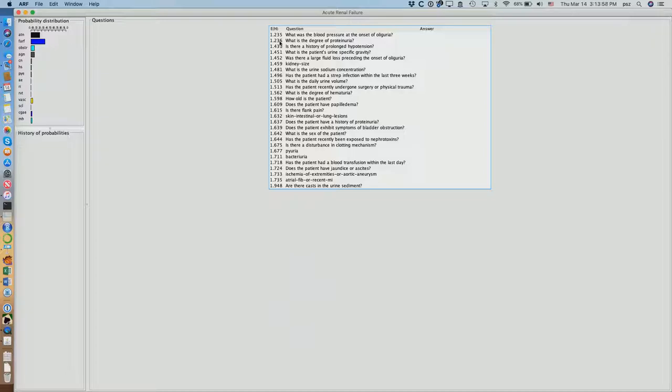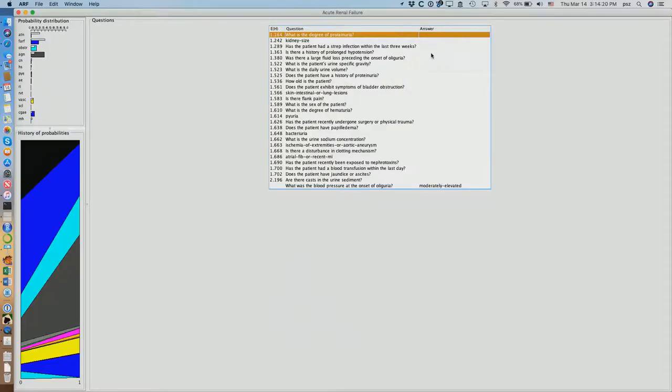Right? Makes sense. So if we look, for example, the most valuable question is what was the blood pressure at the onset of oliguria? And I can click on this and say it was, let's say, moderately elevated. And what this little colorful graph is showing you is that if you look at the initial probability distribution, acute tubular necrosis was about 25% and has gone down to a very small amount, whereas some of these others have grown in importance considerably.